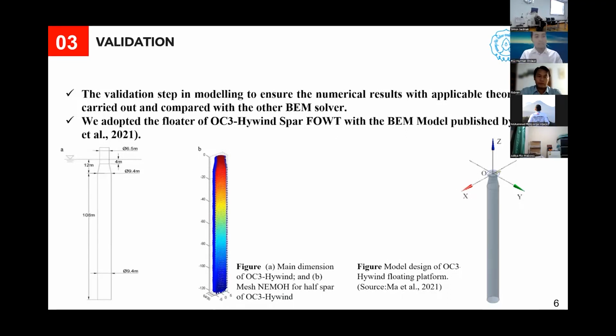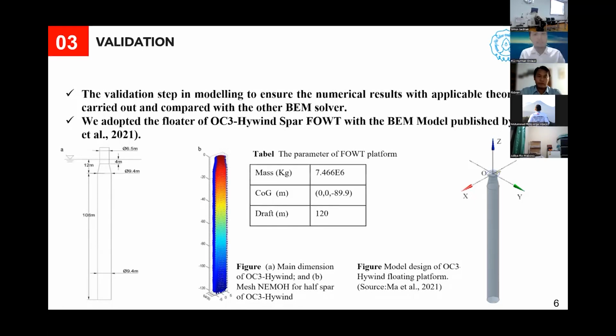Here are some figures and you can see them. Figure A on the left shows the main dimensions of the spar OC3 Hywind floater design. Figure B in the middle shows the mesh NEMOH result of the spar OC3 Hywind. And the figure on the right shows the OC3 Hywind model design from the previously published author. This table describes other parameters which are mass, center of gravity, and draft.